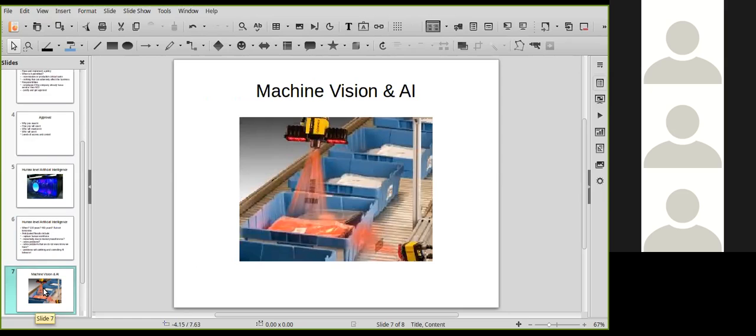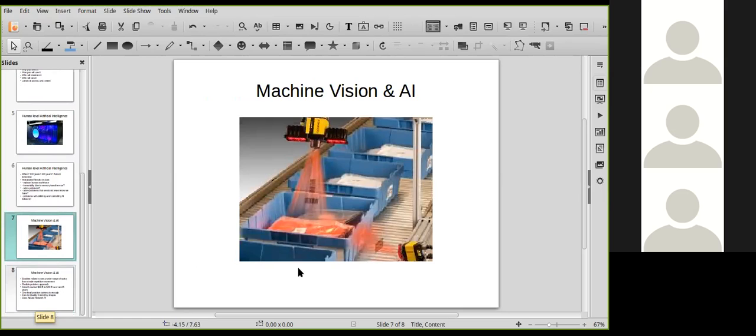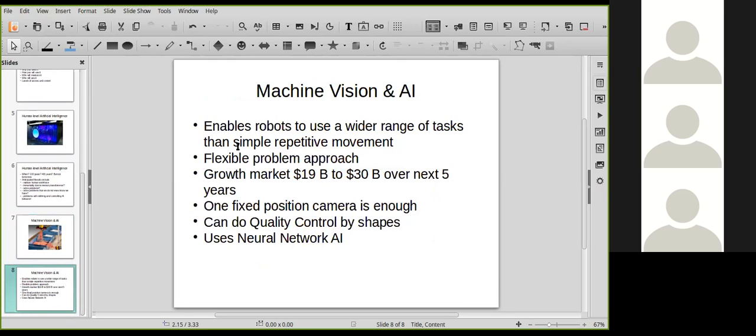So look at micro vision or machine vision for just a minute. You can couple machine vision with artificial intelligence to actually do quality control. It is a very growth market, should be growing over the next 5 years or so. And for the image that we just looked at, one camera is actually good enough, and it uses neural network artificial intelligence for processing. So that's some interesting content there. Let's go on. We'll stop that share and move on to the next one.